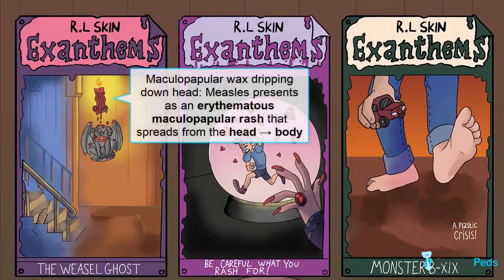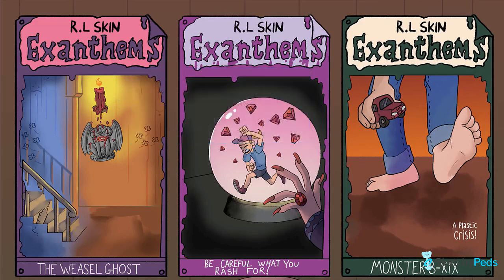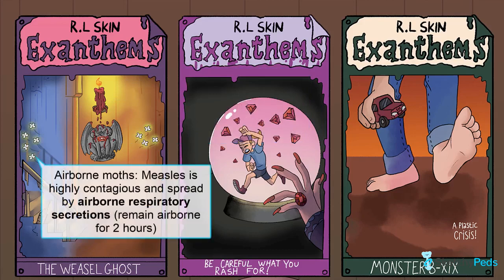The classic presentation of measles is an erythematous maculopapular rash that starts at the head before spreading inferiorly to the rest of the body. This is represented by the red candle dripping maculopapular dots of wax onto a gargoyle from head to toe. Measles is highly contagious and is spread through respiratory secretions that may remain airborne for up to 2 hours, represented by the airborne moths drifting away from the ghost weasel. As a result of this, susceptible individuals can become infected from merely entering a room that had an infected patient in it up to 2 hours earlier.